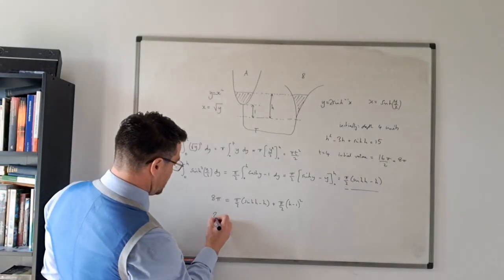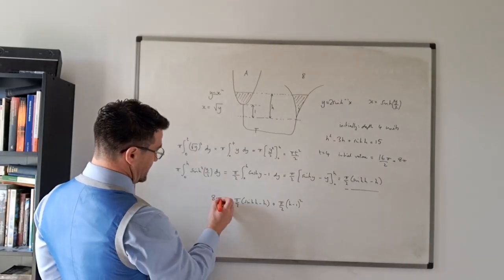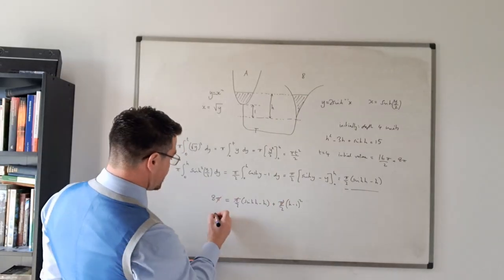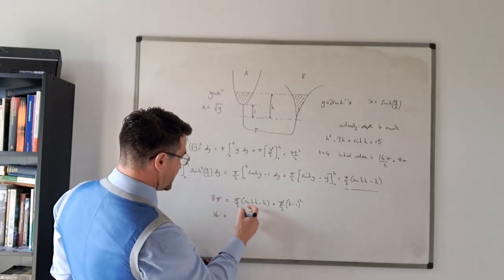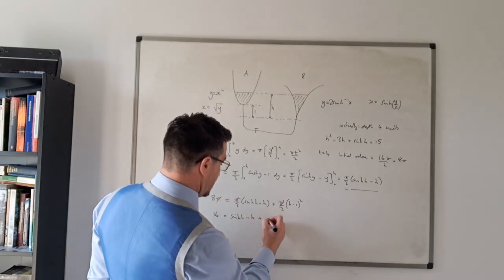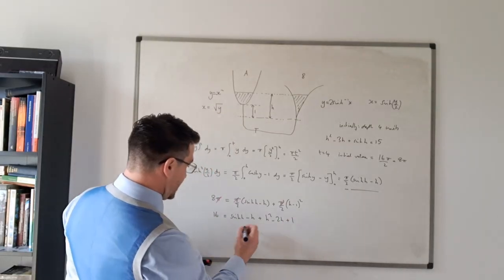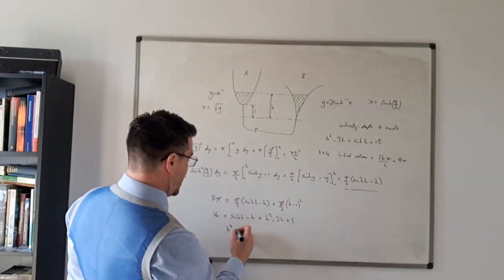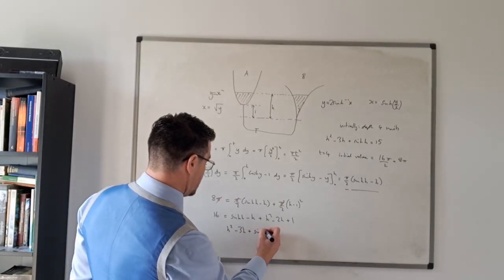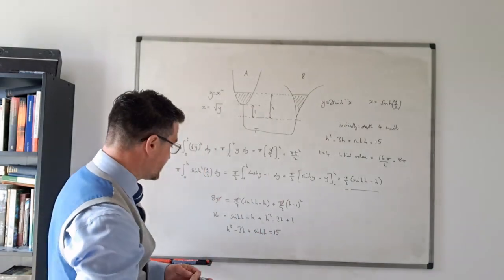So we get 8 pi. Actually, I can cancel pi here. And I can also multiply through by 2. So I get 16 is equal to sine h minus h plus h squared minus 2h plus 1. And what does that give me? h squared minus 3h plus sine h is equal to 15. Which, is that what I wanted? Yeah, it is. There we go.